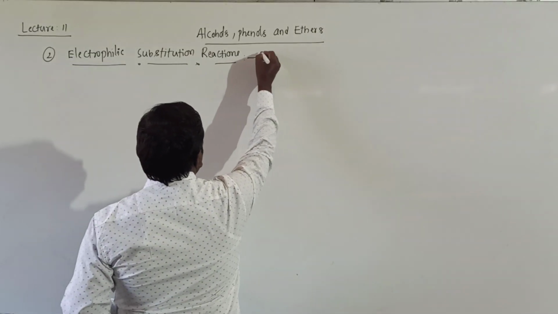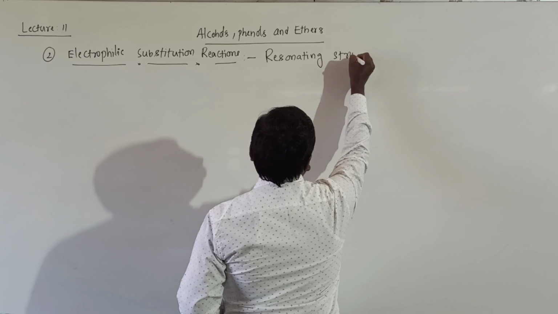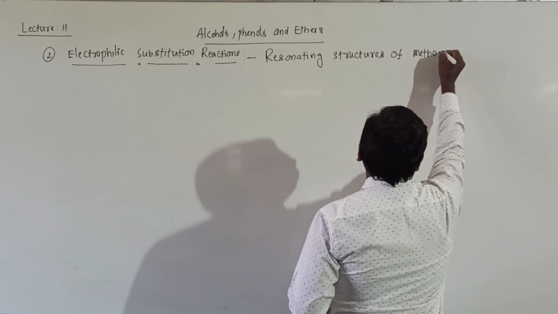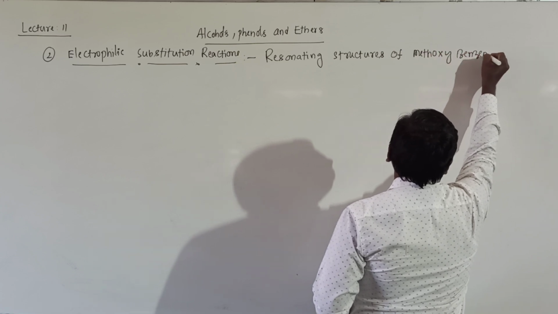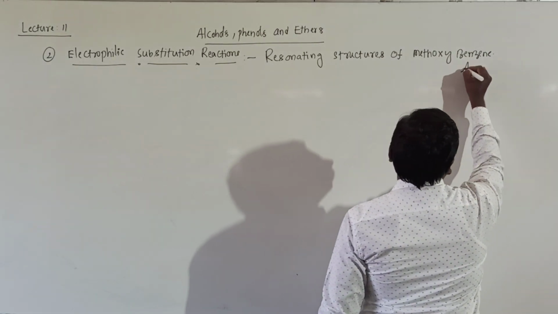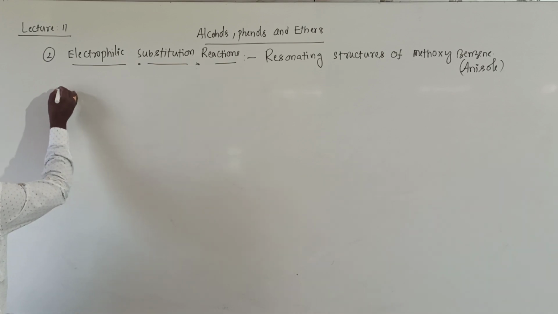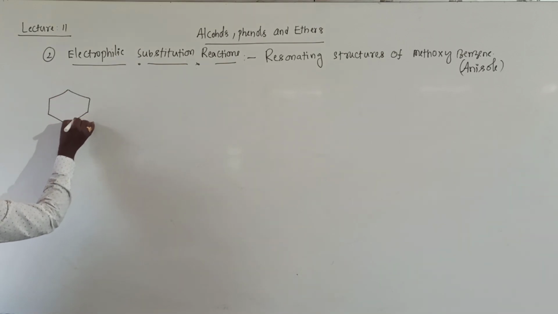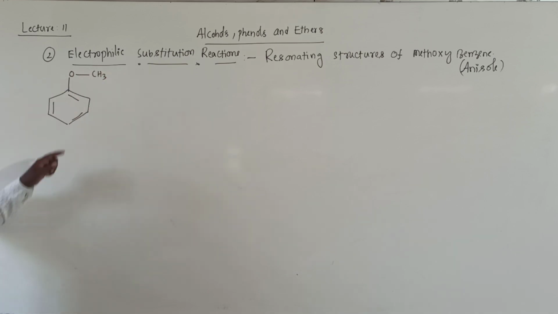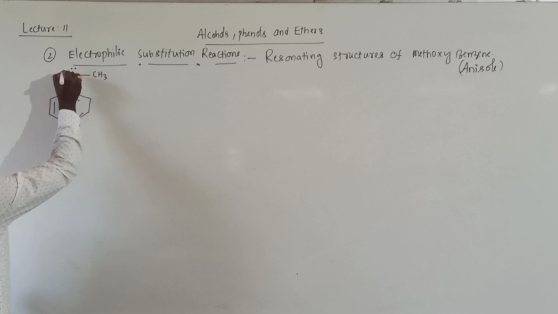Now, resonating structures of methoxybenzene. It means anisole, it is called anisole. Right? Now, methoxybenzene means, yes, it is benzene with OCH3. Methyloxybenzene, methoxybenzene. On oxygen there are two lone pairs.